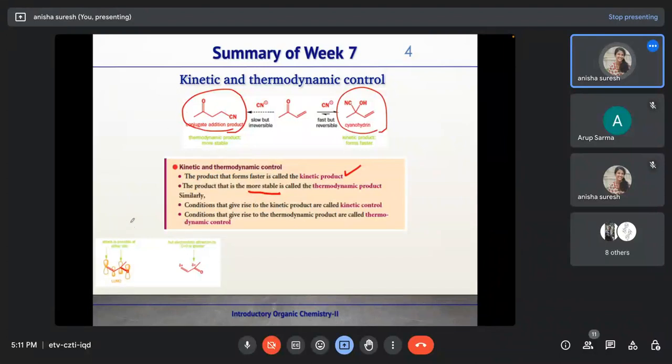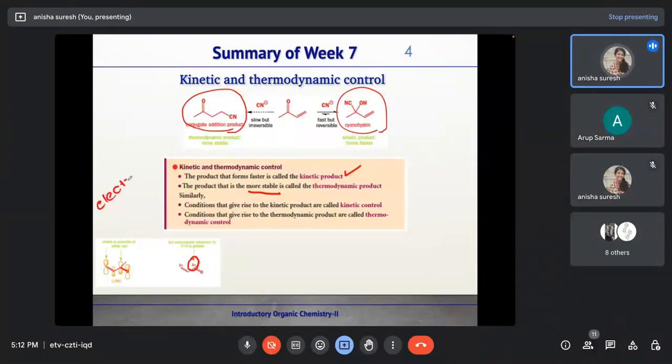Now we have seen that attack can be possible either at this 1,2 position or at this 1,4 position. But the electrostatic attraction will be greater at this C double bond O, that is the carbonyl carbon. So we will be having positive charge at this fourth position and the second position, but the electrostatic attraction at this position will be more. So reactions that are favored by electrostatics will give 1,2 addition product.